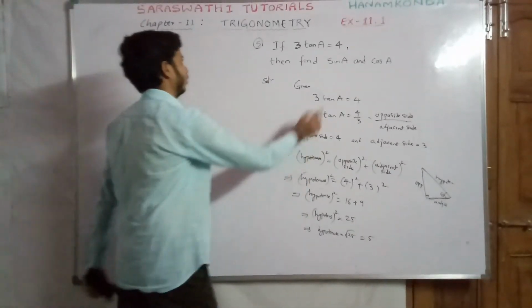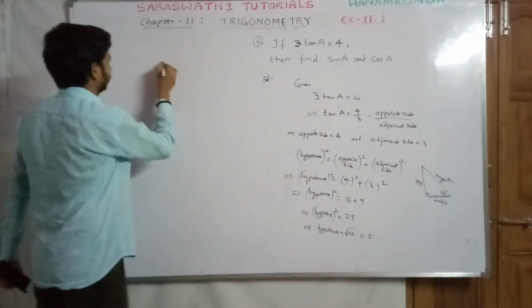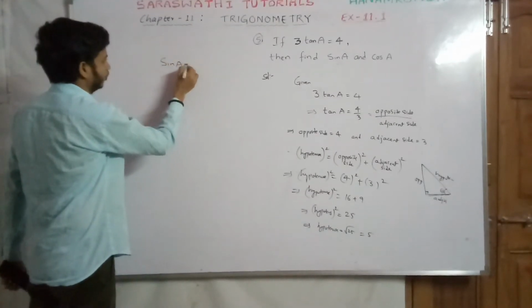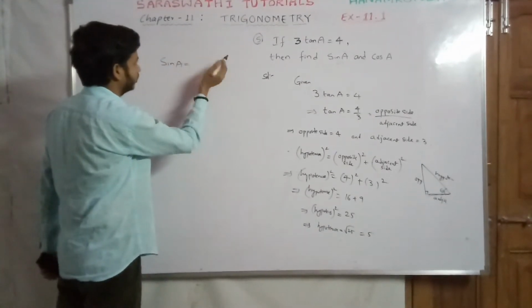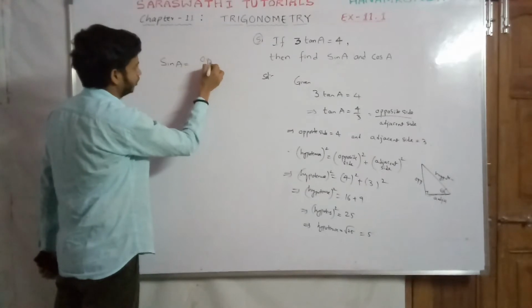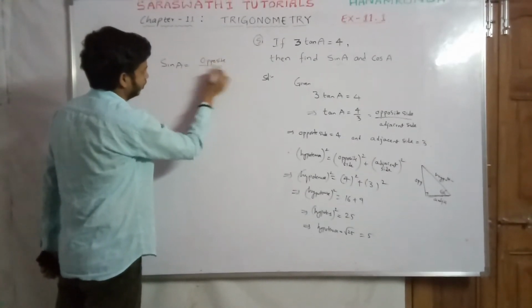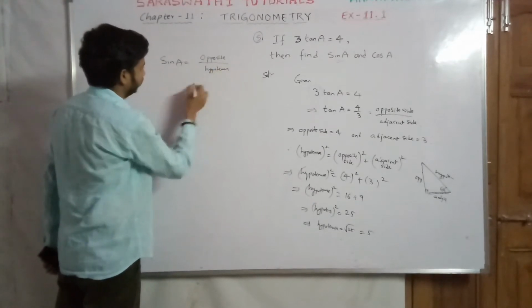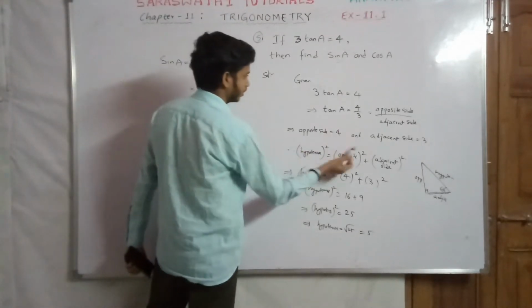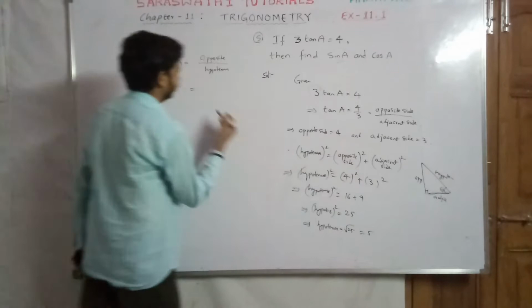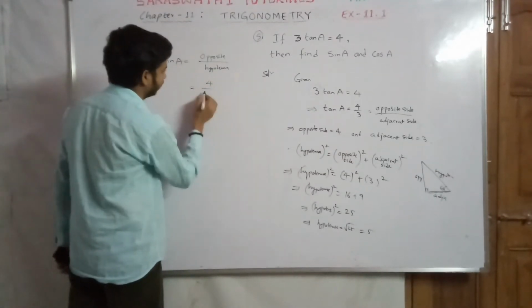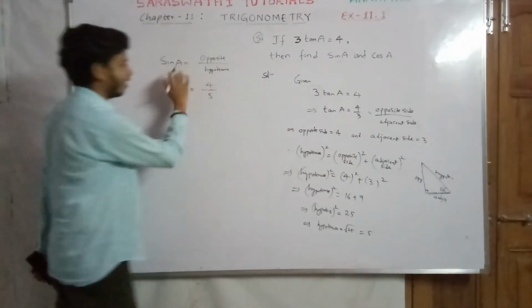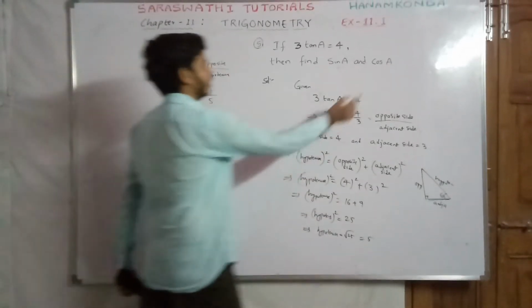Now we have to find sin A and cos A. So sin theta equal to opposite side by hypotenuse. Here the opposite side to theta is 4, and we have obtained hypotenuse 5. So 4 by 5 is the value of sin A, and now we have to find cos A.